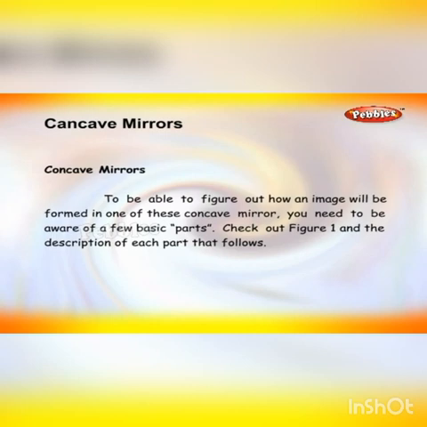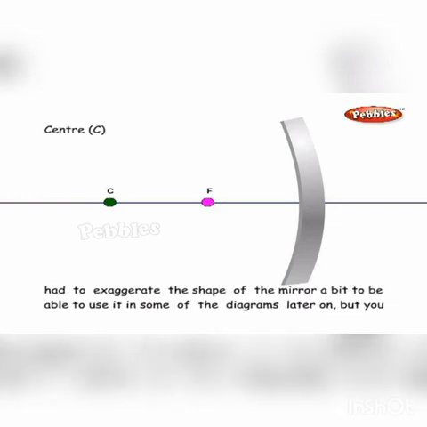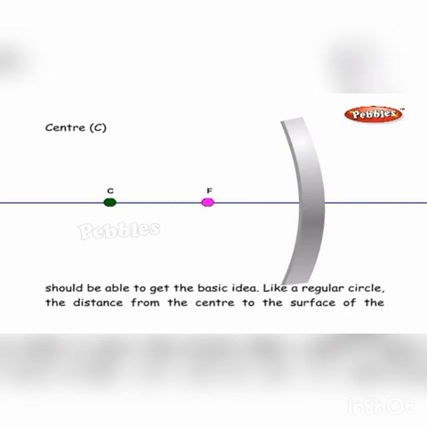Concave mirrors. To be able to figure out how an image will be formed in one of these concave mirrors, you need to be aware of a few basic parts. Check out Figure 1 and the description of each part that follows. Center C. The center shown in the diagram is where the center of the sphere would be. In the diagram I have drawn, I've had to exaggerate the shape of the mirror a bit to be able to use it in some of the diagrams later on. But you should be able to get the basic idea.